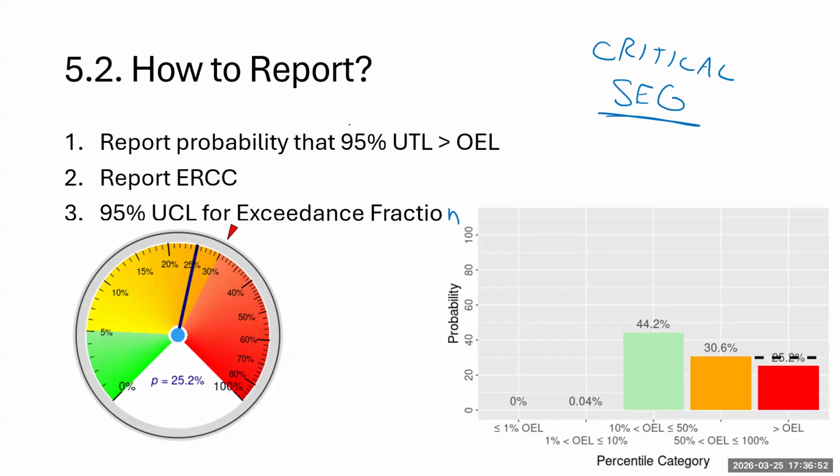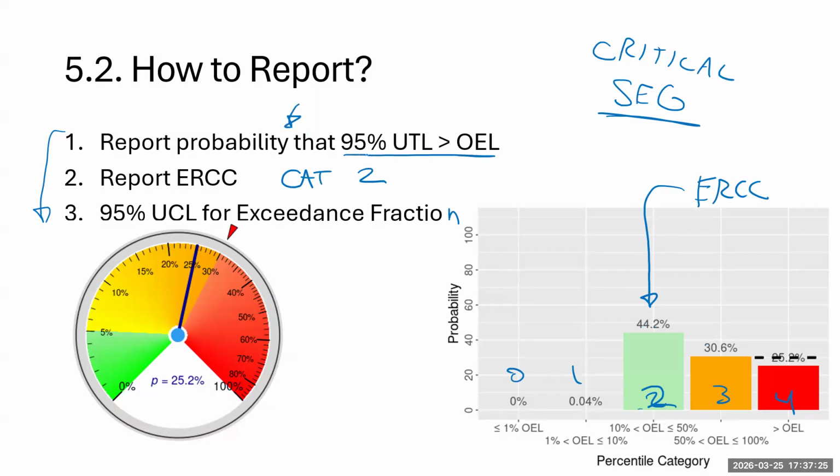So I would definitely report, and again, I have the order flipped here, but I would report which category we're in. What is my exposure rating and control category? Well, for this group, that is category 2. We have 0, 1, 2, 3, and 4. We are in category 2. So I would definitely report that we're in category 2 for our exposure rating and control category. I would report the probability that our 95% UTL exceeds the OEL. That is this number right here.